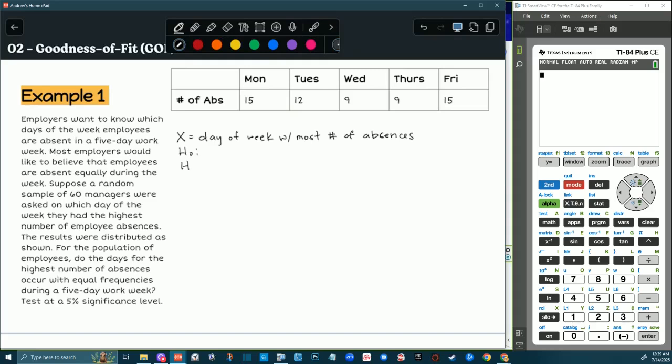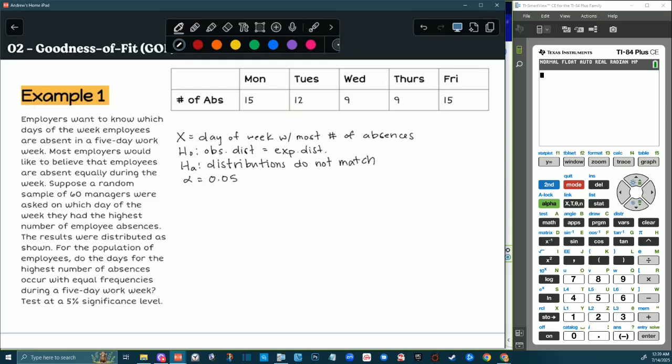We're going to state our null and our alternative. So our null is that observed distribution equals expected distribution. And the alternative is that the distributions do not match. I'm also going to write down, they gave me my significance level, alpha is 0.05. And the very last thing that I want to do during my state step is I want to list the expected values.